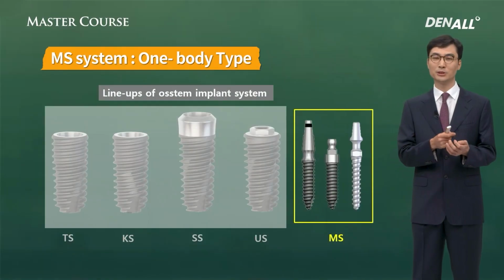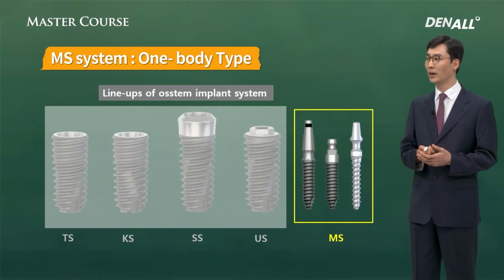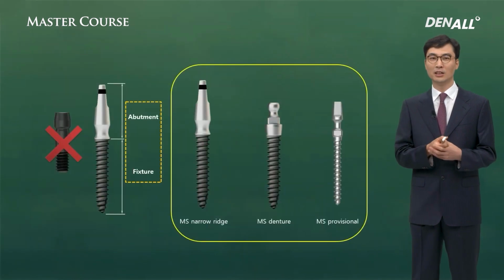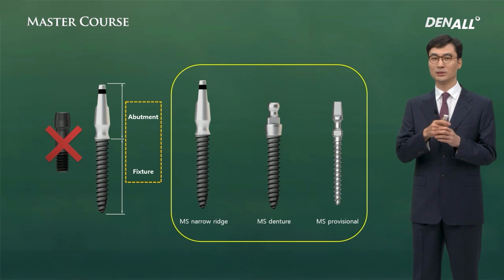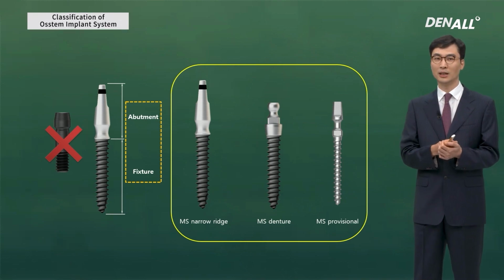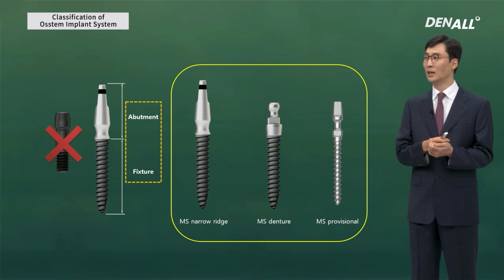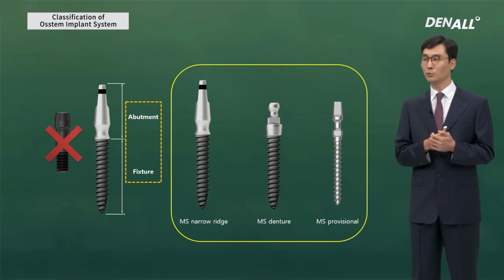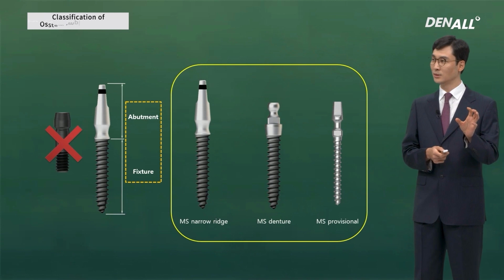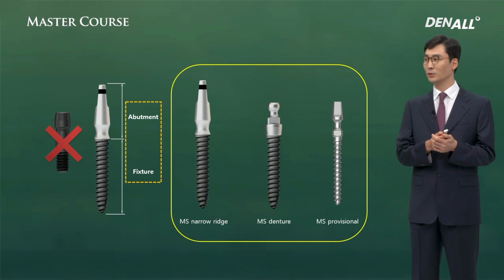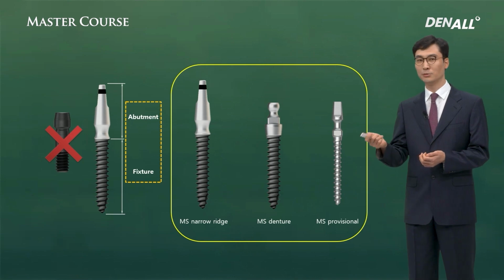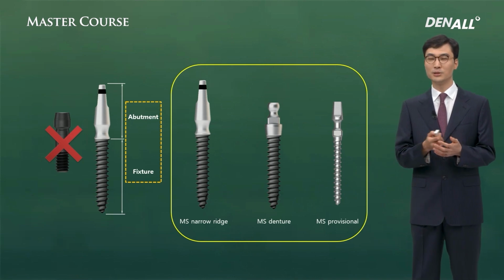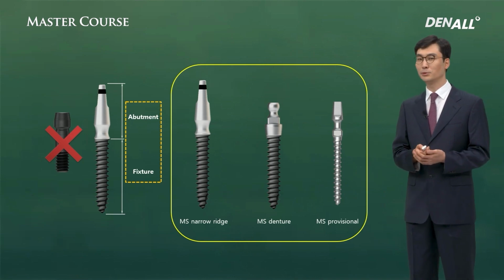Lastly, the one body type MS implant, where the abutment is not separate. Implant and abutment are integrated in one body, so there's no connection. So the final prosthesis should be attached with the cementation type. There are MS narrow implants, MS denture implants, and the MS provisional implant used as a provisional.